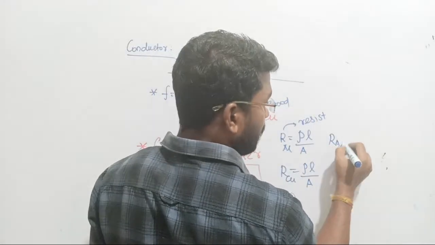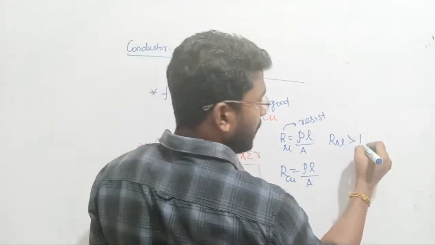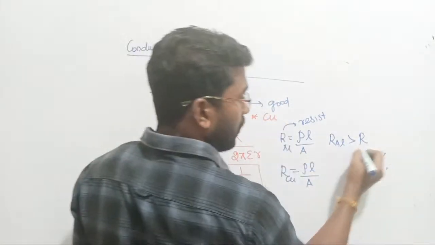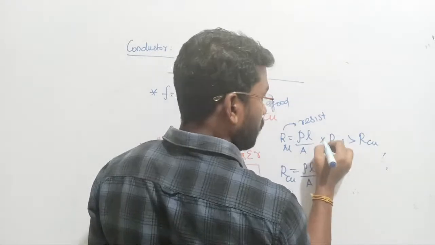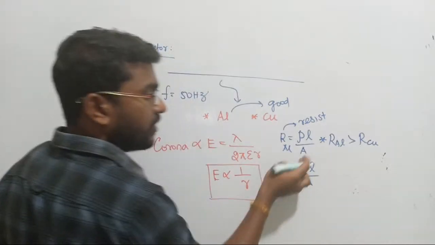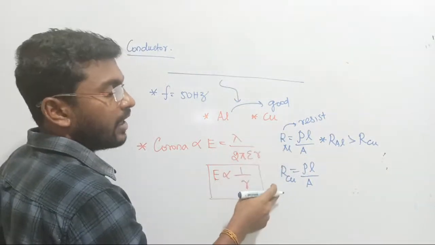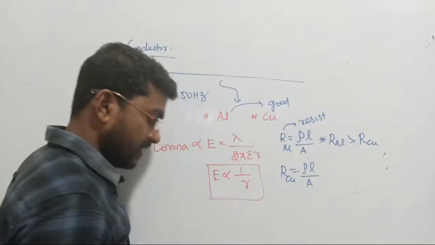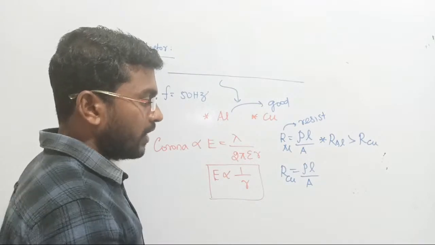the value of the resistance offered by the aluminium material is greater than the value of resistance offered by the copper. Yes or no? First conclusion, aluminium oda resistance copper oda resistance vida adhigama irukku appadina appo ivanga rendu pera neenga compare panni paakumbodhu, what you can suggest when I am going up to this one, let us control.